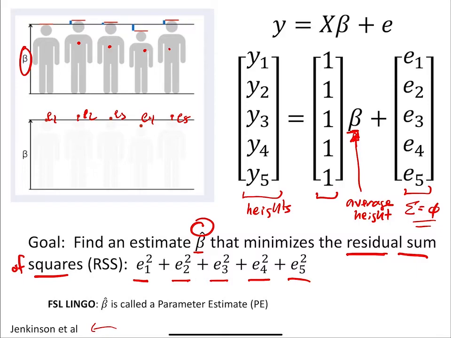We're going to take each of those little deviations, square it, and then sum up all those squares. This is similar to what some of you have heard of as minimizing the mean squared error. Same thing. And as a note, beta hat is also called parameter estimate in FSL. So when you see the initials PE in FSL, this means beta hat, the parameter estimate.